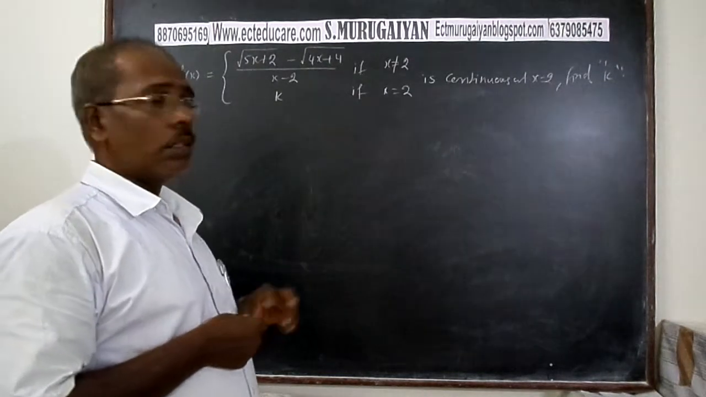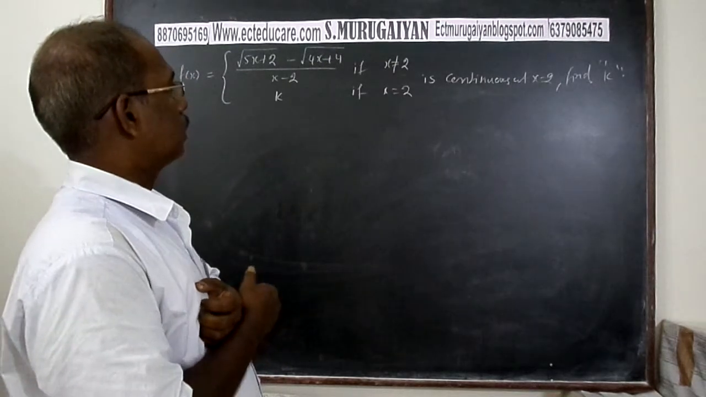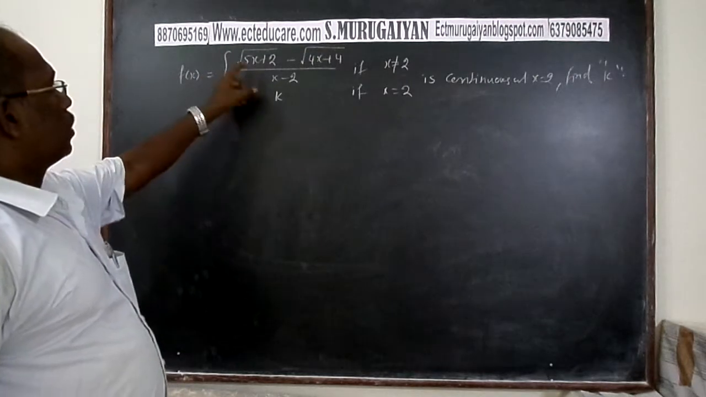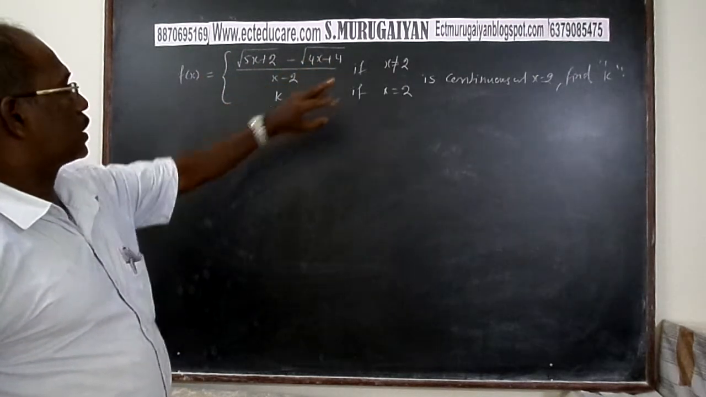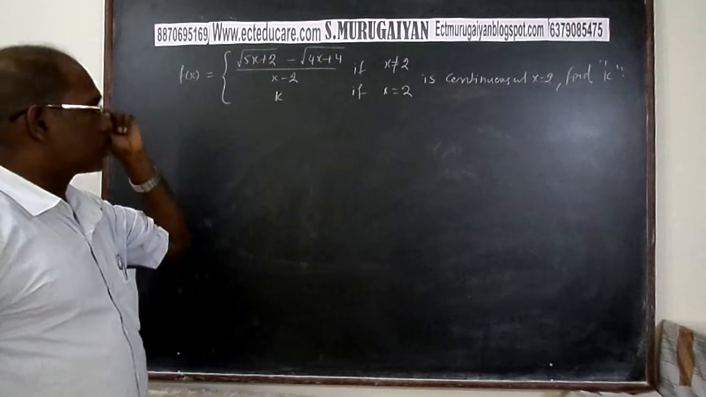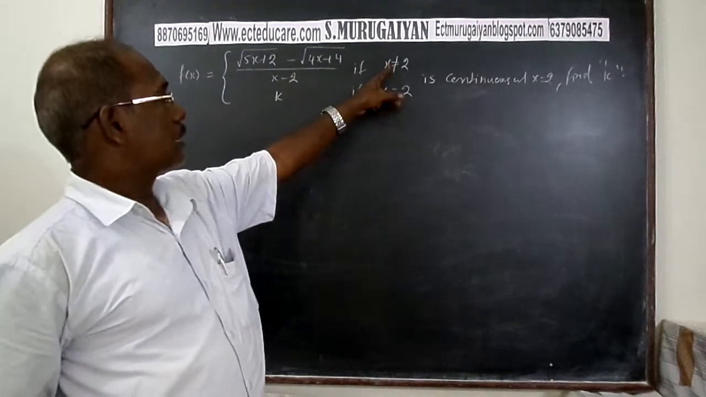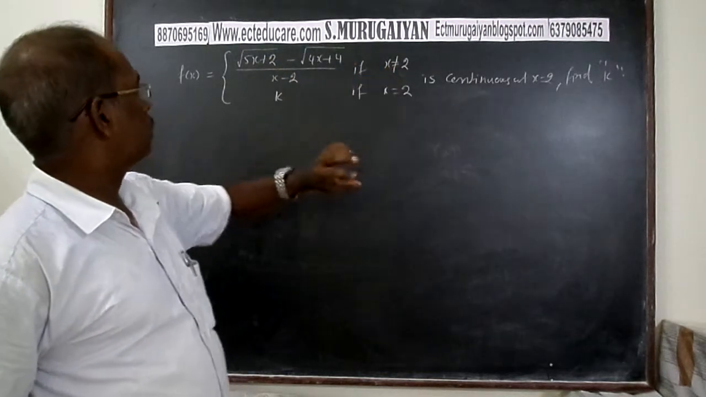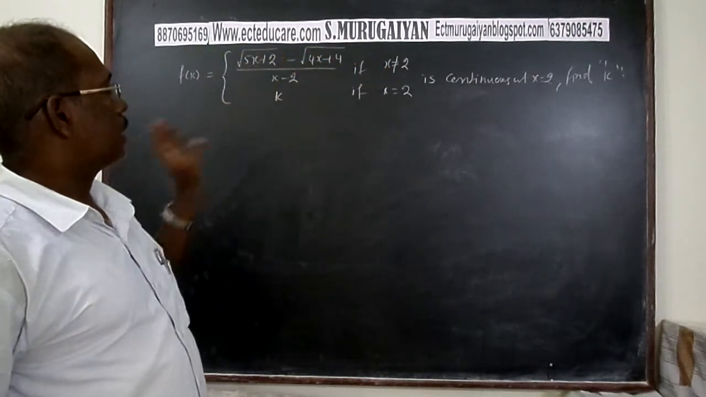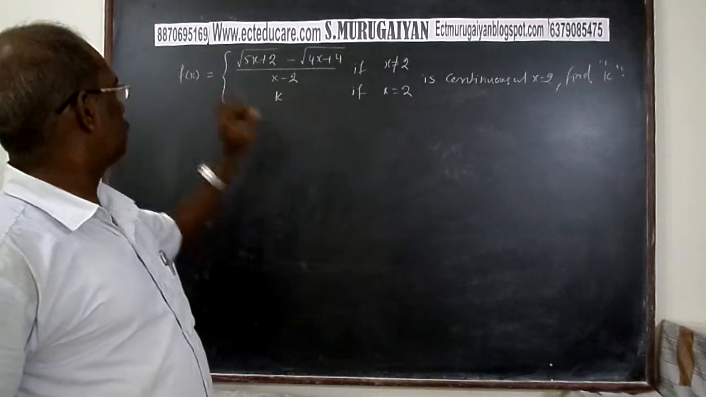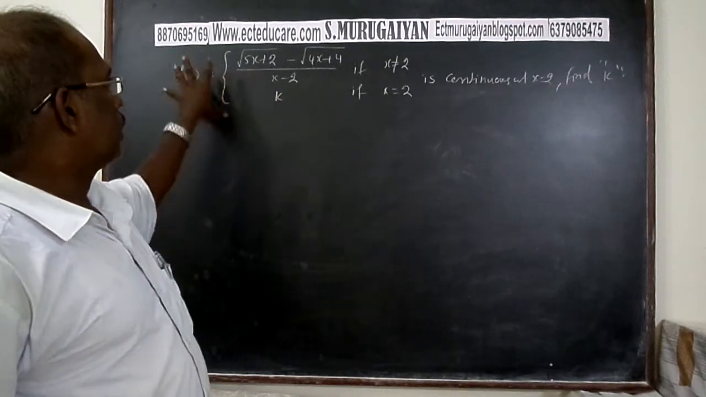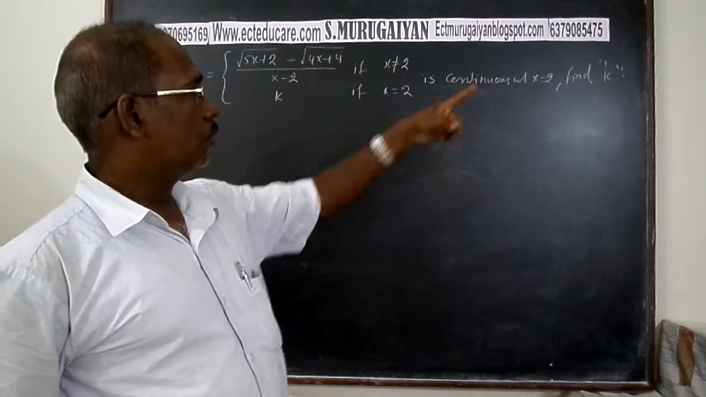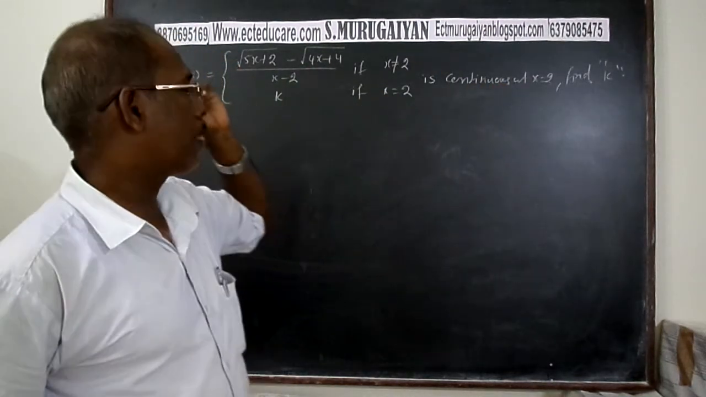Hello students, we are going to discuss a few questions from continuity. The question: f of x equals root of 5x plus 2 minus root of 4x plus 4, divided by x minus 2, if x is not equal to 2, that means x less than 2 or x greater than 2. This is f of x. There are two branches. When x equals 2, f of 2 is k. What is given? The function is continuous at x equal to 2, then we have to find the value of k.